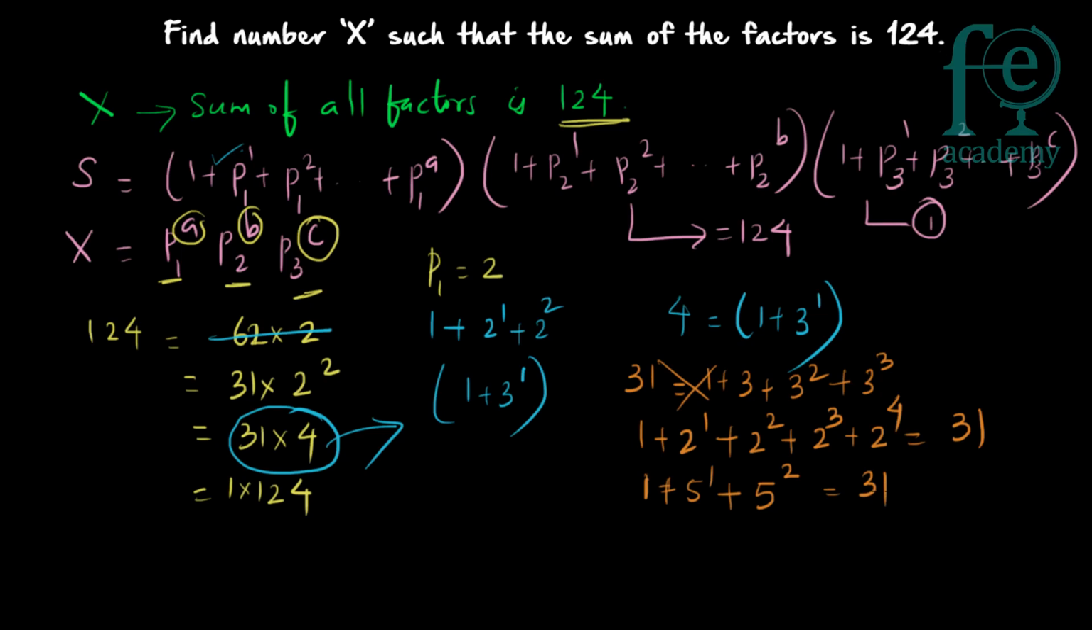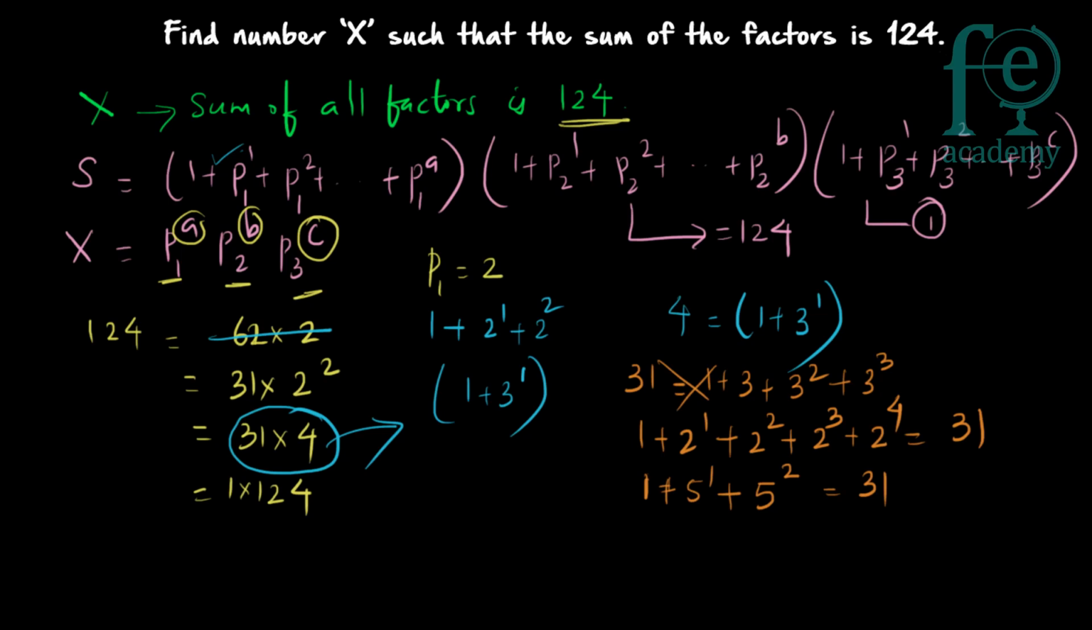What about the next prime number? 7 is the next prime number. So 1 plus 7 is 8. 8 plus 7 square is equal to 49. So we will be getting a number greater than 31. So that is not possible. So there are two ways of expressing 31 as a sum of powers of prime numbers. That is our aim.